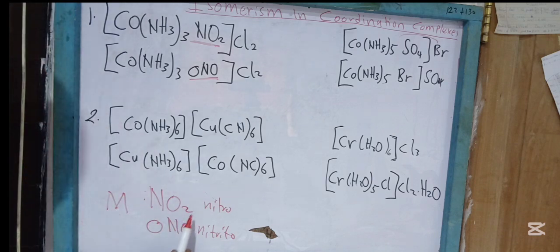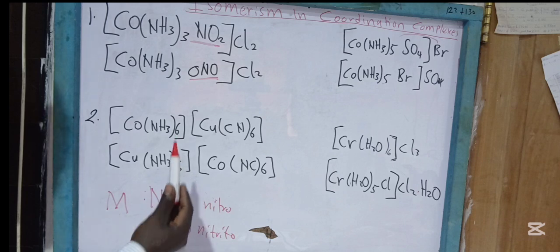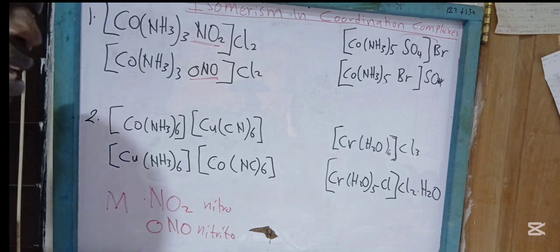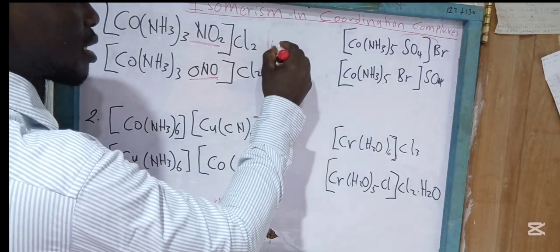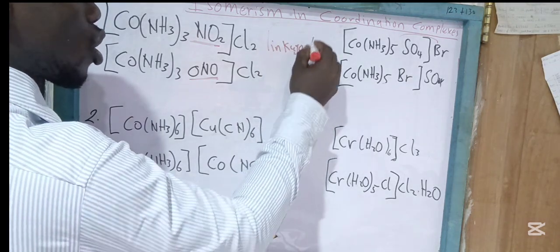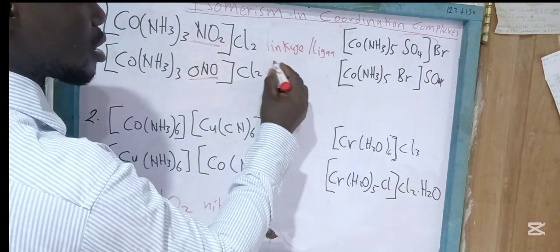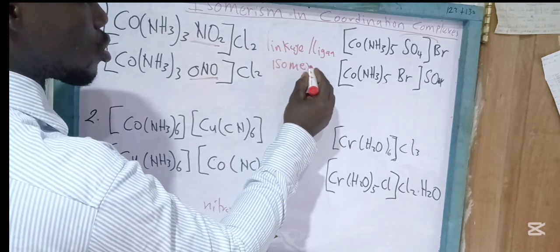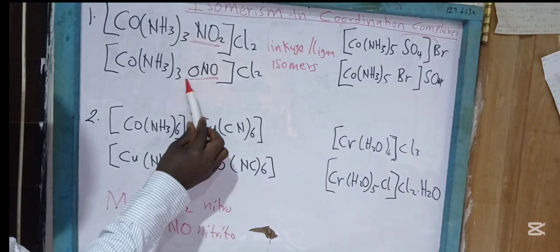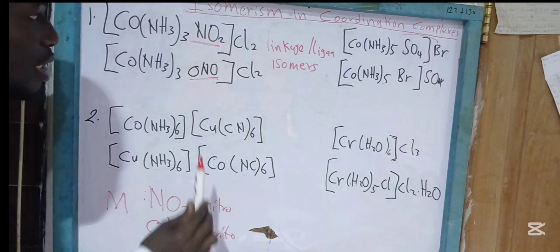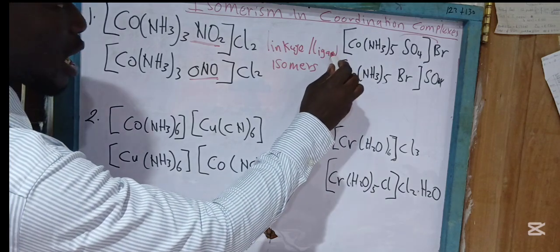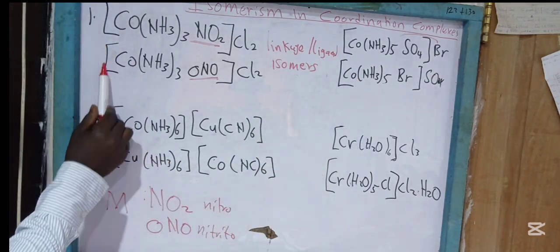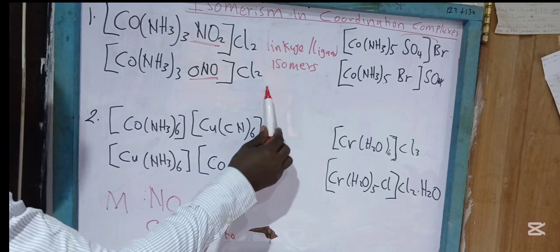So anytime you see nitrito, NO, in a complex and you are looking for the type of isomers, there is a high possibility that you can find linkage or ligand isomerism. If you see something like this, in the presence of an ambidentate ligand, you are going to get linkage or ligand isomerism. So these two complexes are linkage or ligand isomers.